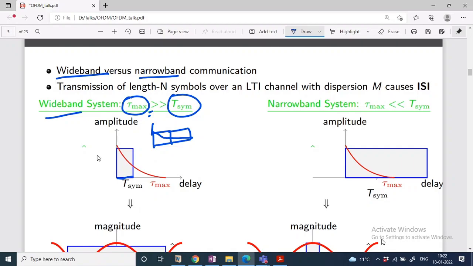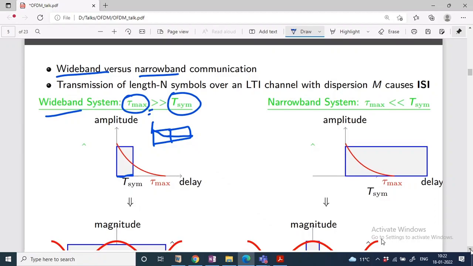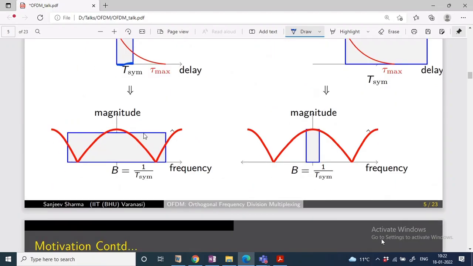So this is the time domain view of a wideband communication system. Similarly, this is the frequency domain view, where bandwidth B is equal to 1 upon Tsymbol. Tsymbol is small, so bandwidth is large. Corresponding to the delay spread, we have the frequency response of the channel. This is the channel in the time domain, and this is the channel in the frequency domain.